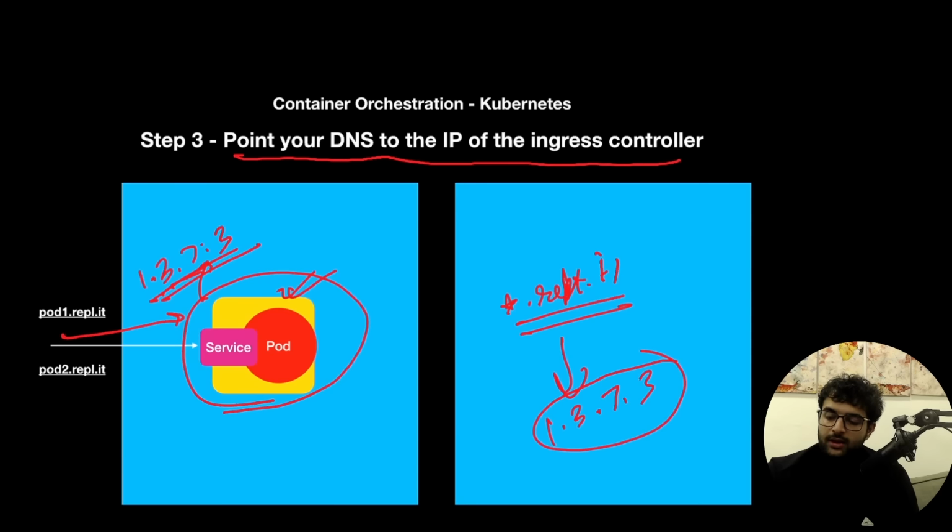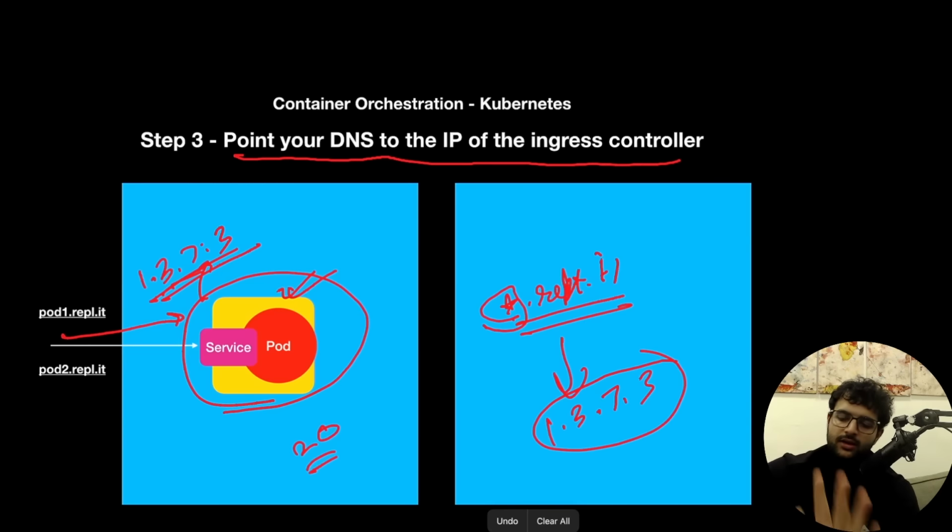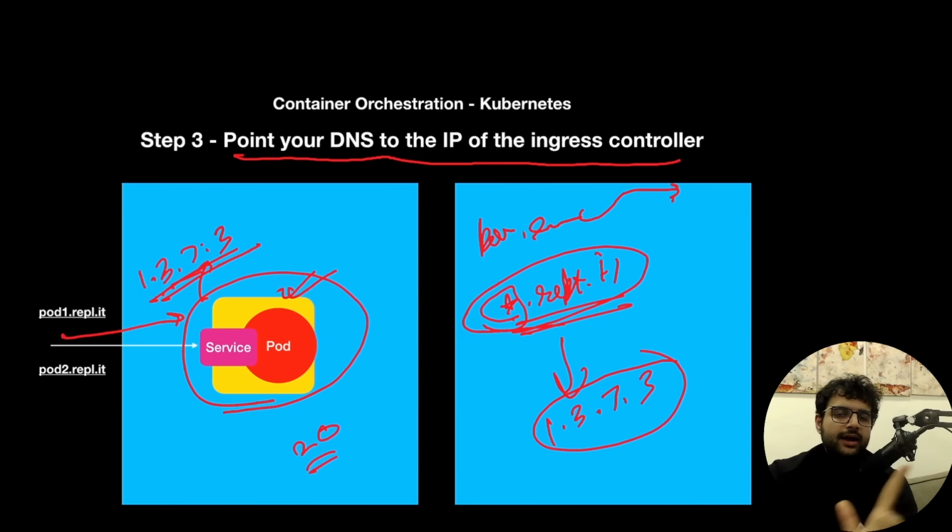Harkirat, in the end, I will have only 20 pods. Why am I pointing star? Why am I pointing everything there? Because you don't know what the name of that pod will be, right? It could be a random name. So you're saying everything go here. If the user tries to hit pod1.repl.it, and if there is a pod1 that exists, the request will go there. If there's no pod1, the request will be dumped. But you will have to create a wildcard entry.